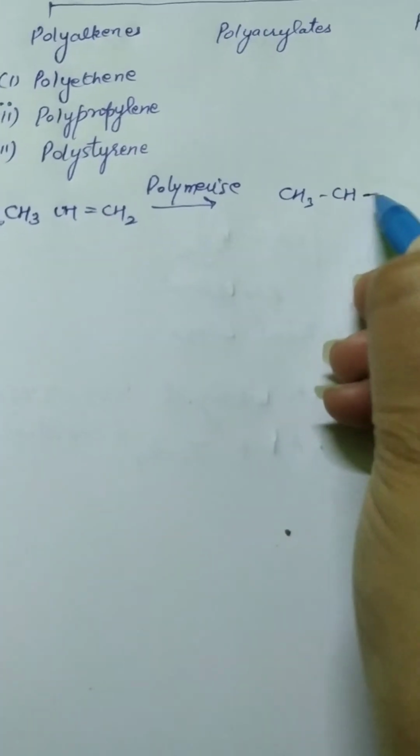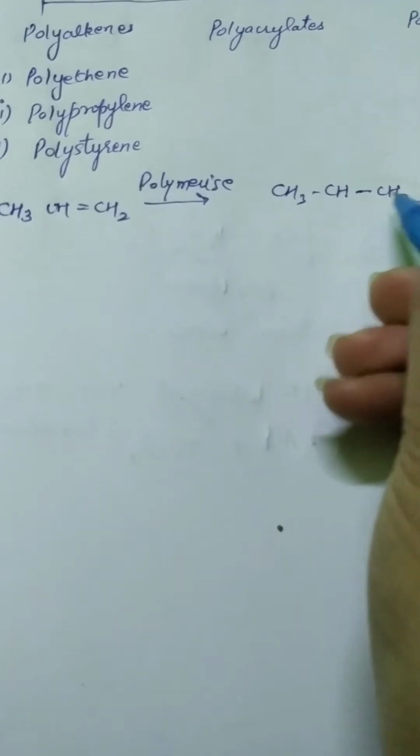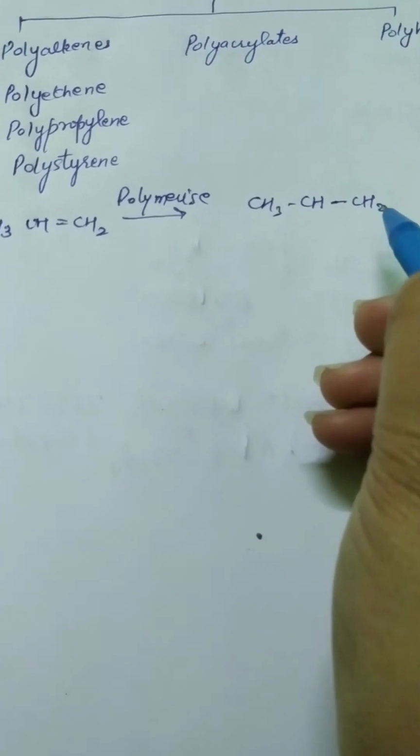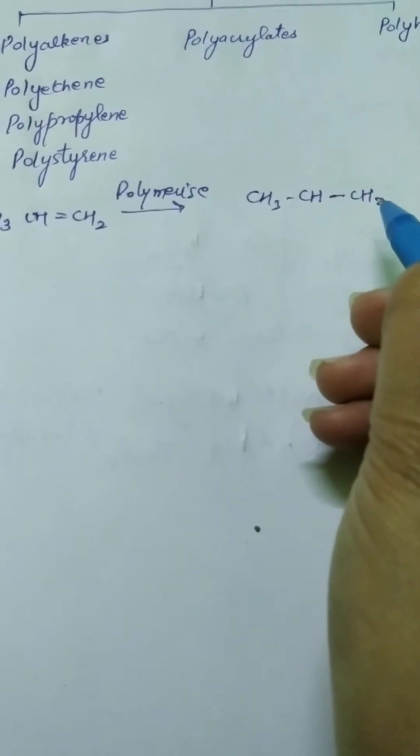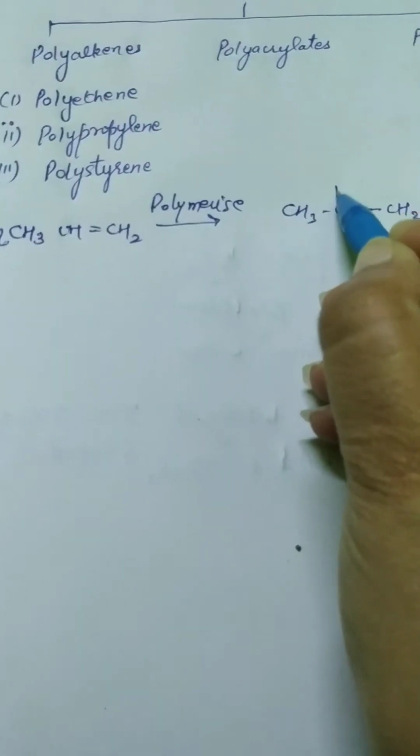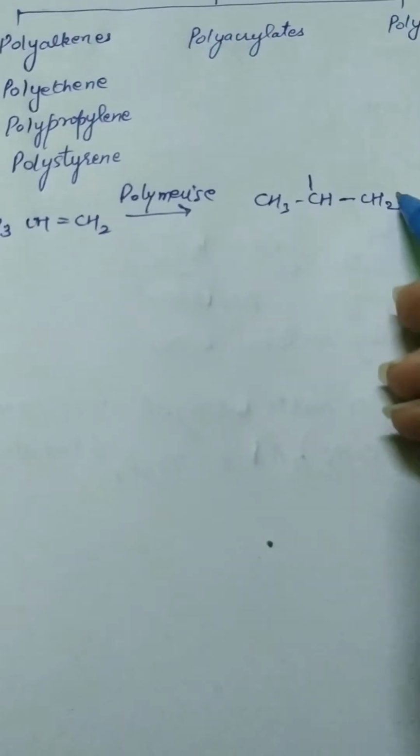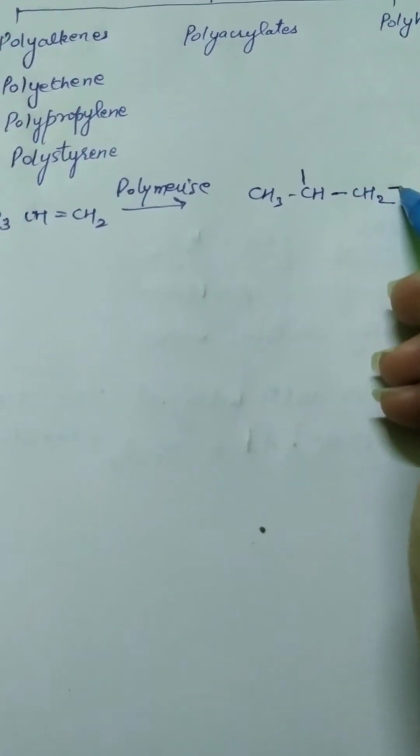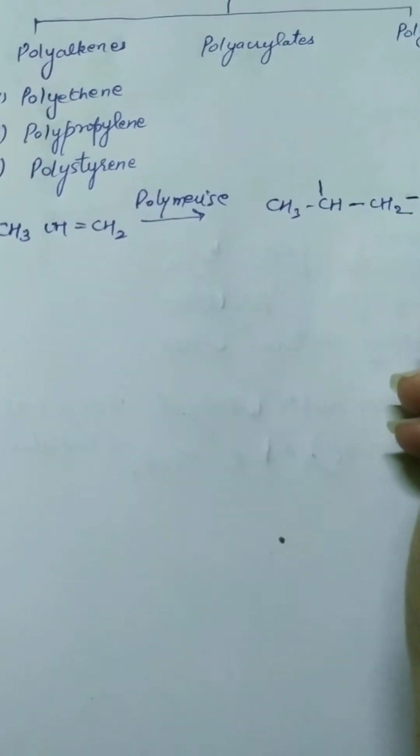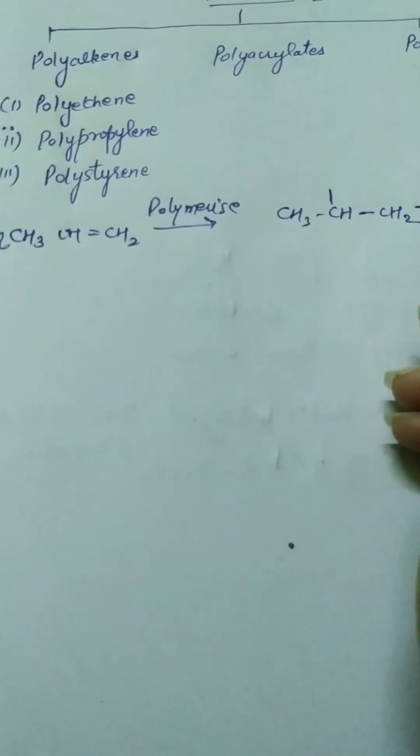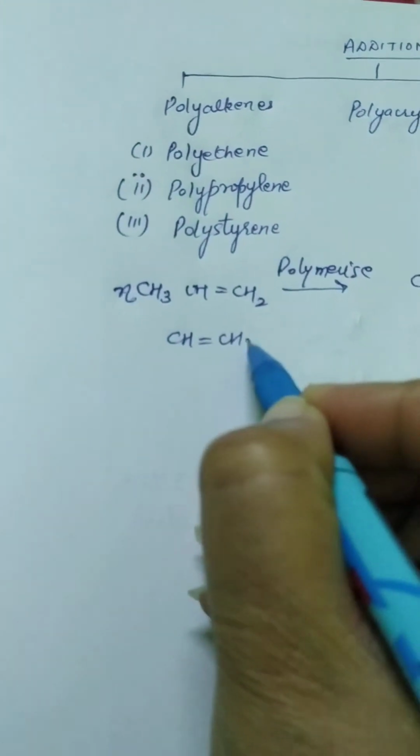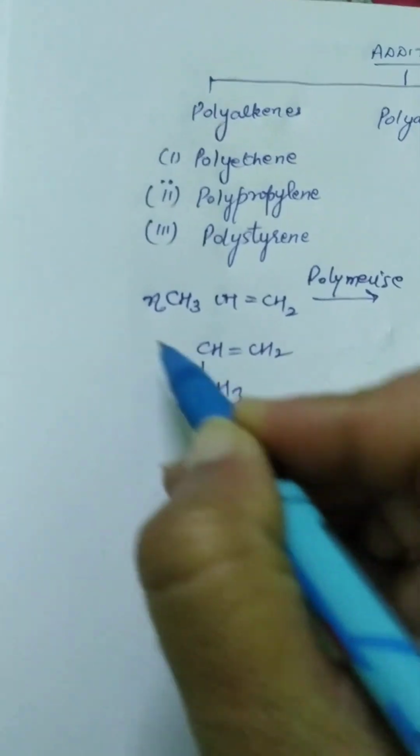CH3CH. Now this double bond gets converted into single bond. Now see, if I will write it this way, it will be difficult for us to understand how the further linkage will take place, because ultimately linkage will be from here. And of course from this side it will be from here. But it is difficult to understand why the linkage is from this side and this side. So in order to understand this thing, let us draw the structure of propene molecule this way.